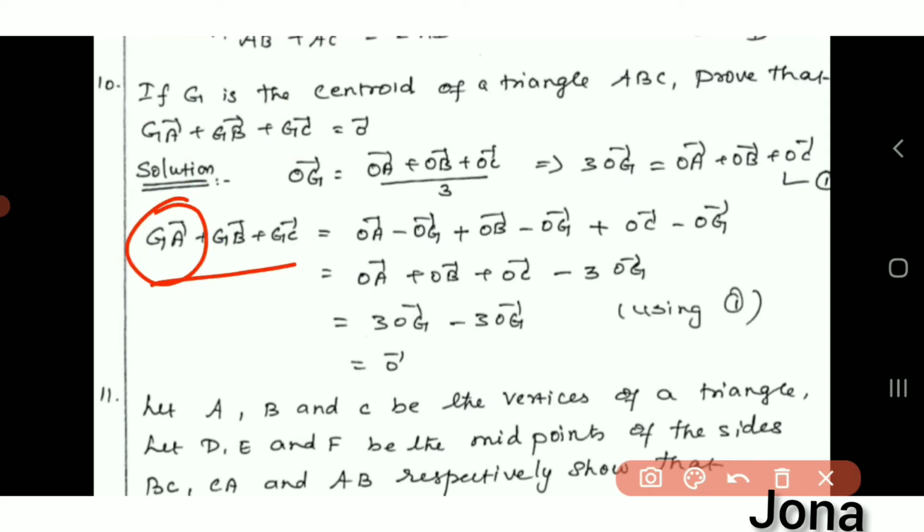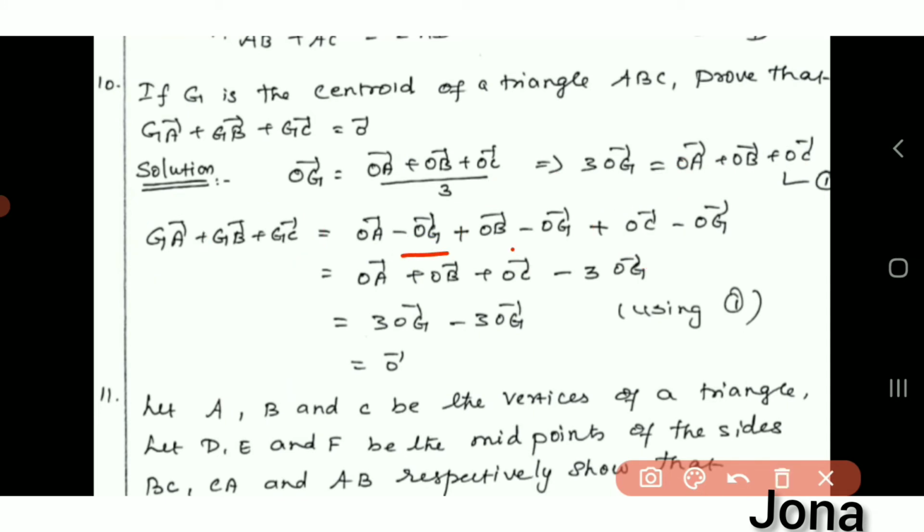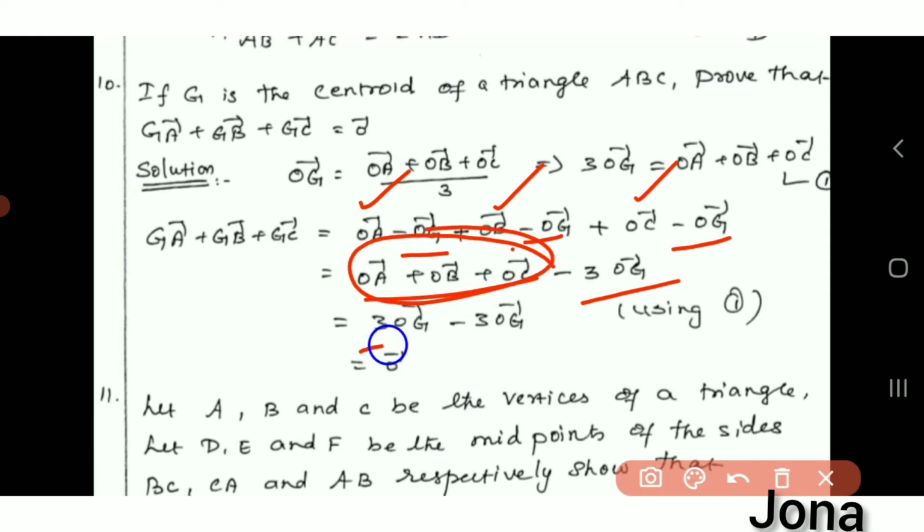This GA vector can be written as OA minus OG. This GB vector can be written as OB vector minus OG vector. This GC vector can be written as OC vector minus OG vector. So from this we have 3 OG. If you add this, the remaining things are OA vector, OB vector and OC vector, which is nothing but 3 OG. So 3 OG vector minus 3 OG vector is nothing but 0 vector.